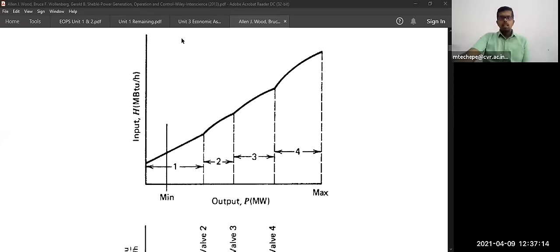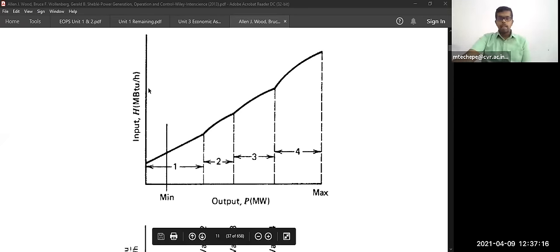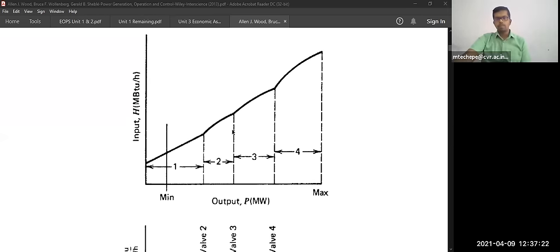So if you see this practical curve, it will be varying like anything. It will not be varying linearly. What we have shown previously, no? Previously we have shown only a linear curve. So that will not be the case. That is somewhat of an ideal case.